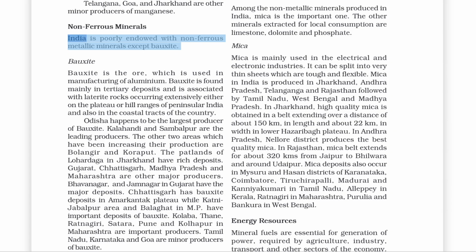Non-ferrous minerals. India is poorly endowed with non-ferrous metallic minerals except bauxite.